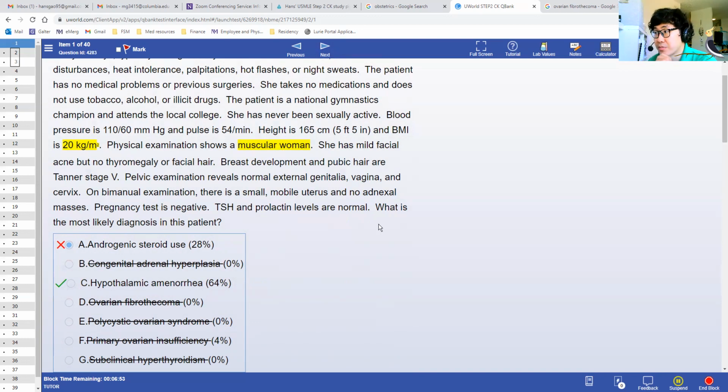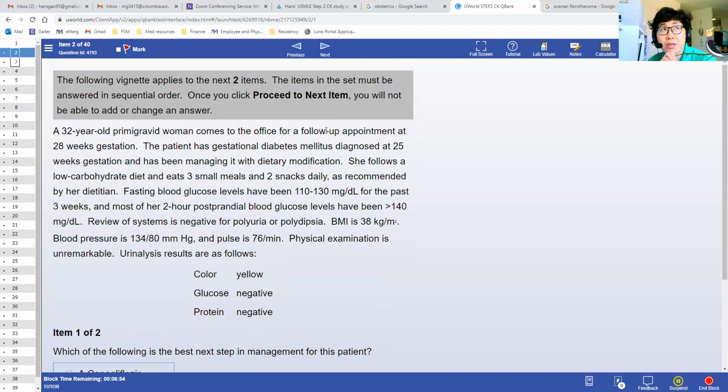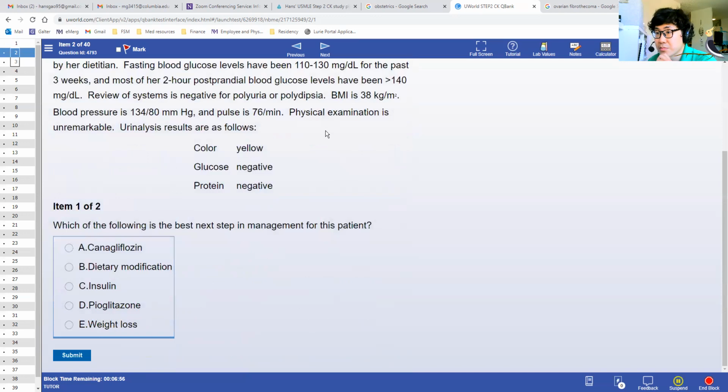All right. So the lesson here is that if you are suspecting a female athlete syndrome and there are no signs of gross virilization, lean more towards hypothalamic amenorrhea than androgenic steroid use. Oh, this is a double.